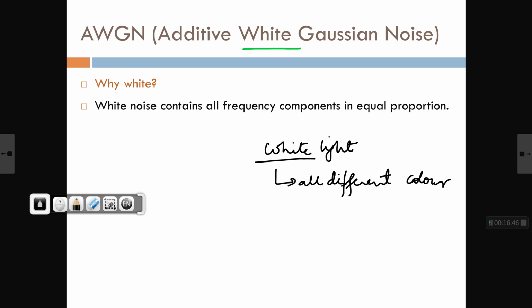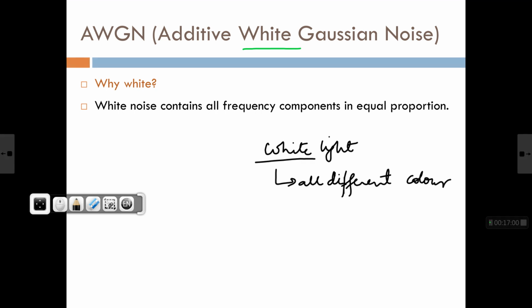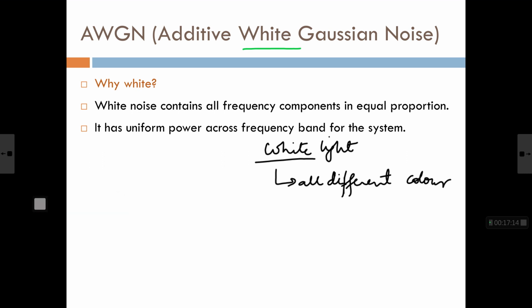So whenever all colors are mixed with equal proportion, it would give you white light. Same thing here. This particular noise is present at all frequencies, and that is the reason it is called white noise. So it has uniform power across the frequency band for a system. It is not that at a particular frequency it is more, at a particular other frequency it is less. There is nothing like that. The amplitude of the noise is uniform at all the frequencies.